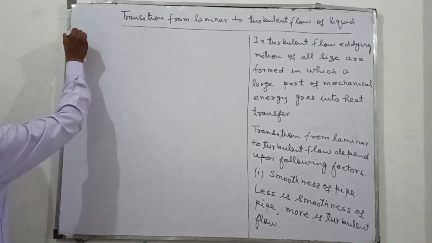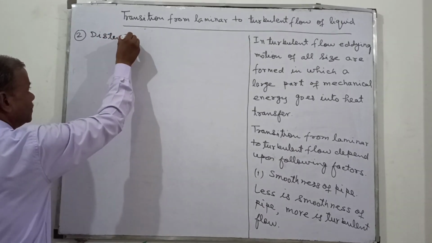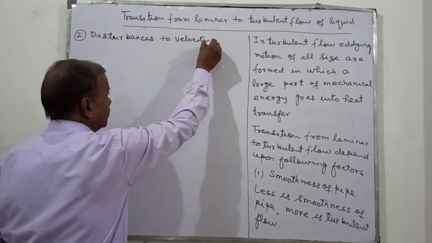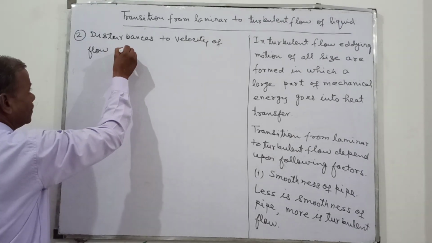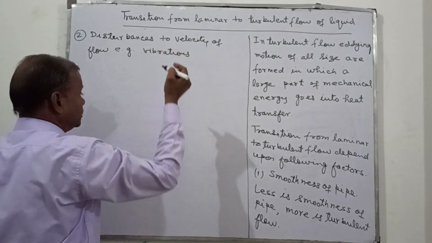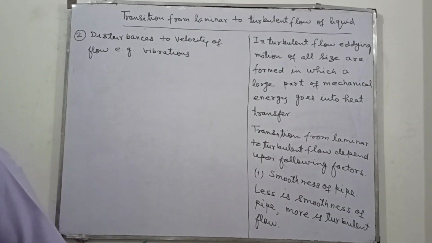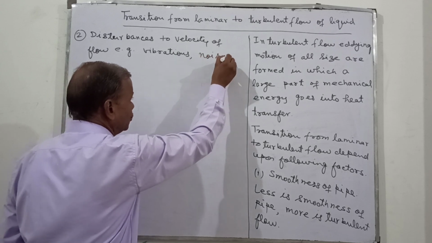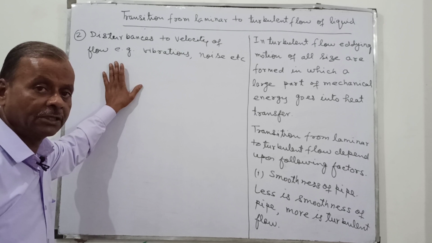Number 2 is disturbances to the velocity of flow. So what are these disturbances? For example, vibrations. There may be vibration in the pipe, and because of that there are more chances for the turbulent flow. Similarly, we have noise, etc. So these are the factors which affect the velocity of the flow. These cause the disturbance in the velocity.